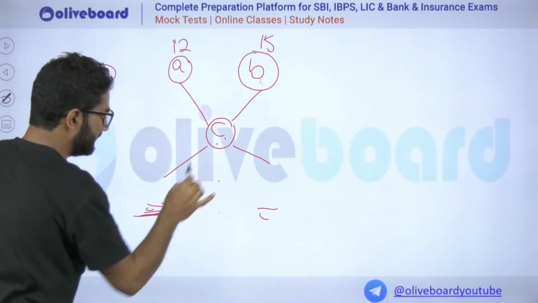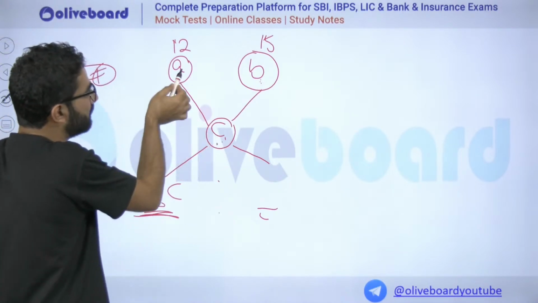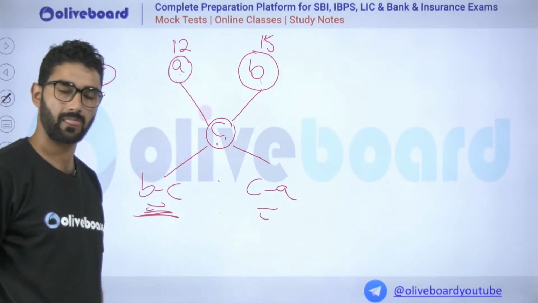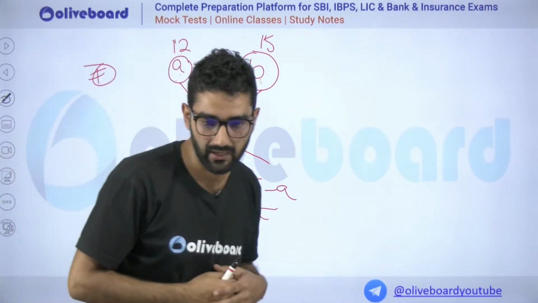So the value for this is calculated as follows. As we know, B is the bigger term, so B minus C will be this term. As we know, C will be greater than A, so it will be C minus A. Clear? Yes, my dear. So it is clear.